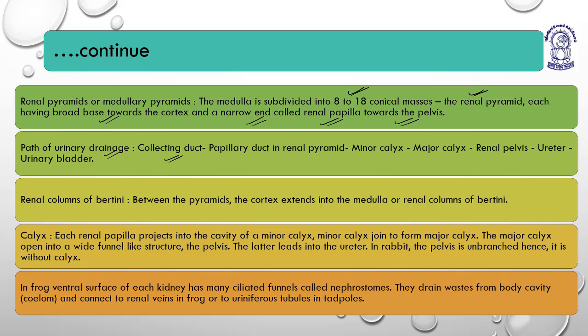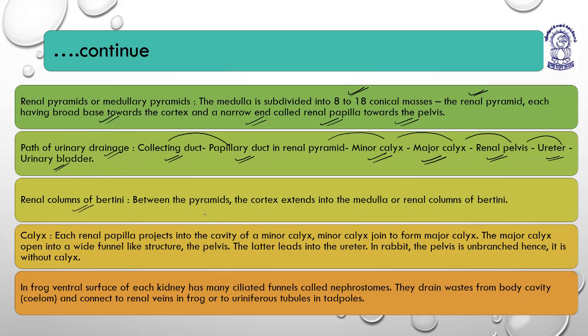The waste goes from collecting duct to papillary duct in renal pyramid. From papillary duct in renal pyramid, it goes to minor calyx. From minor calyx to major calyx. From major calyx to renal pelvis. From renal pelvis to ureter. From ureter to urinary bladder. So the urine goes from collecting duct to papillary duct to minor calyx, then major calyx, then renal pelvis, then ureter, and then urinary bladder.